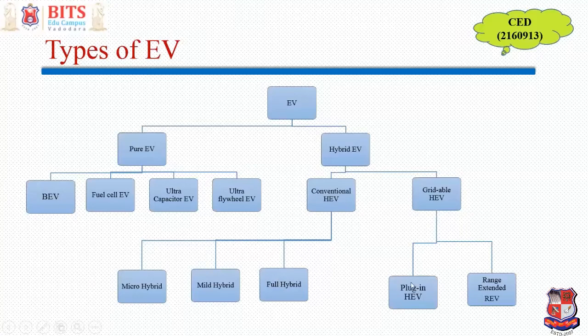While in plug-in hybrid vehicles, you basically use the extra charging. So here, the engine part is not dominant, and the engine is used just in case you run out of battery. At that time, the engine is used to help you reach the nearest charging station. And range extended EVs are also of the same category, where you would like to extend the range of electric vehicles with the help of IC engines, right? So these are the types of electric vehicles we have.